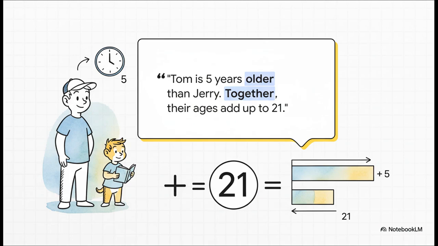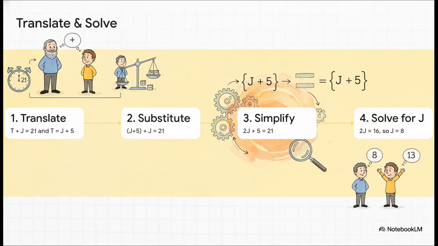Okay, let's try a slightly different version. Here, the language is a little less direct. Tom is 5 years older than Jerry. Together, their ages add up to 21. It's the same idea, really, just wearing a different disguise. So the translation here is a bit different. Together, their ages add up to 21. That's our sum equation: t plus j equals 21. But then Tom is 5 years older than Jerry gives us t equals j plus 5.